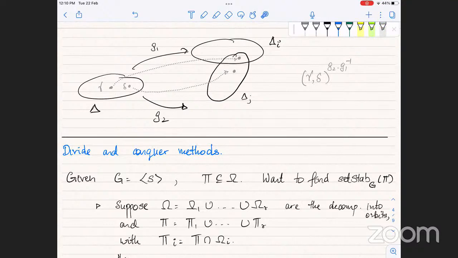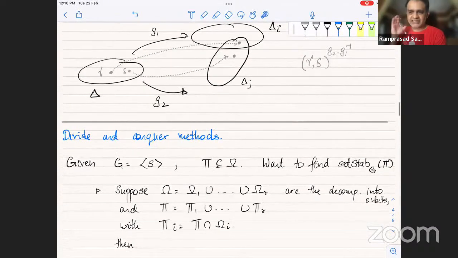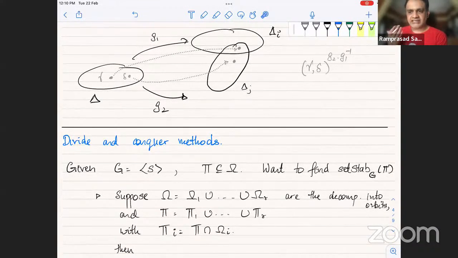Okay. So let's first do the intransitive setting, which is the setup is the following. We are given a group G via a generating set, and we are given a subset pi of omega. I am using pi because I will end up using delta for a block, and I don't want to use delta here because it might confuse us into thinking it is a block. So I just have some subset pi of omega, and the goal is to find the set stabilizer. And again, by finding the set stabilizer, all we are saying is I want a generating set of this.